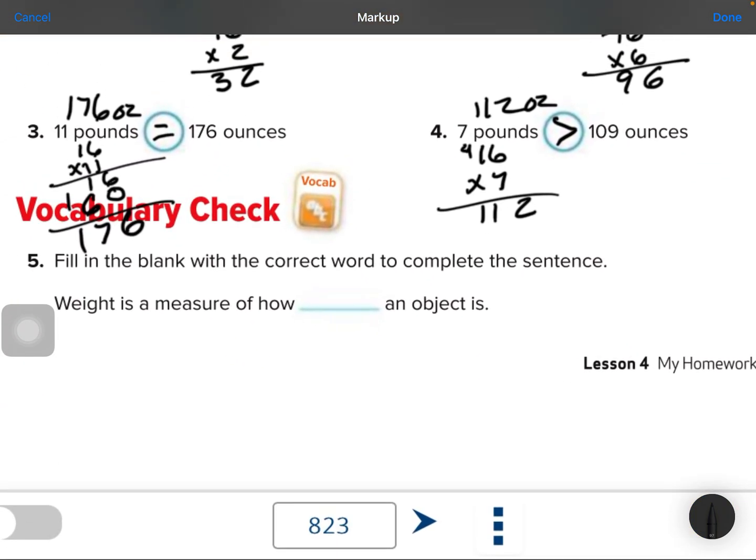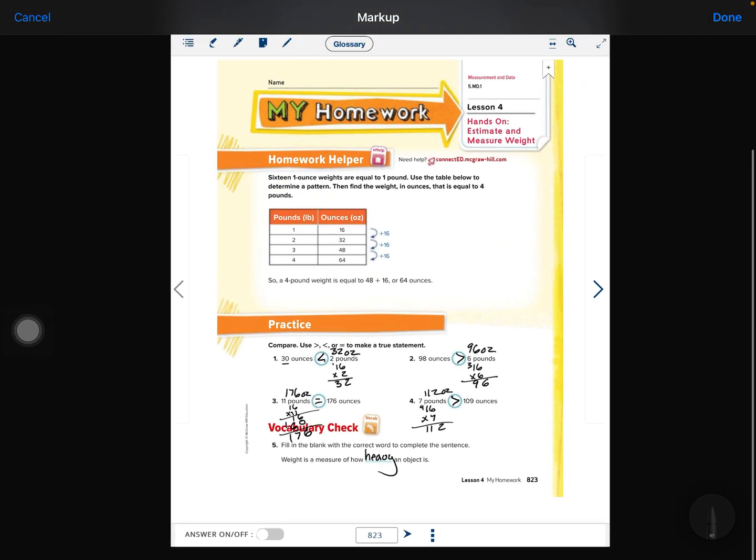Fill in with the vocabulary. Weight is a measurement of how blank an object is. Heavy.